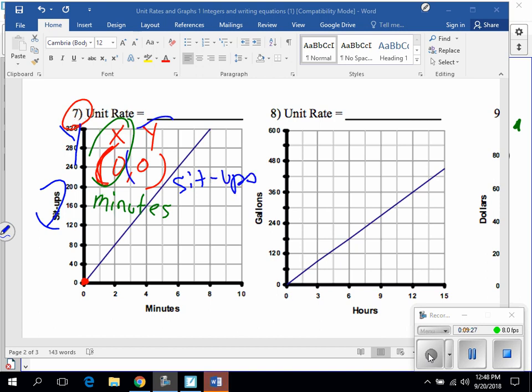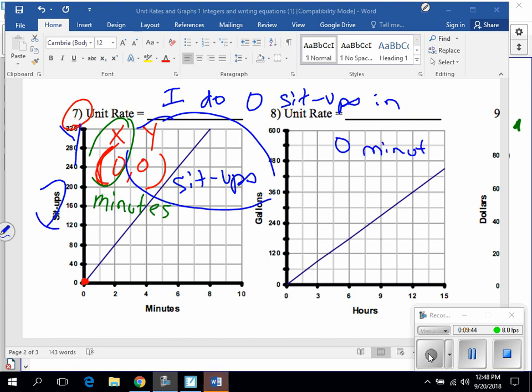And so 0, 0 here doesn't mean that you make $0 in 0 hours. It means that maybe I could say I do 0 sit-ups in 0 minutes. Or I could say if I'm exercising for 0 minutes, then I'm going to do 0 sit-ups. Because if I'm not spending any time exercising, there's no way that I could be doing any sit-ups. So just because you get the same coordinate 0, 0 doesn't mean that it's going to mean the same thing in context.